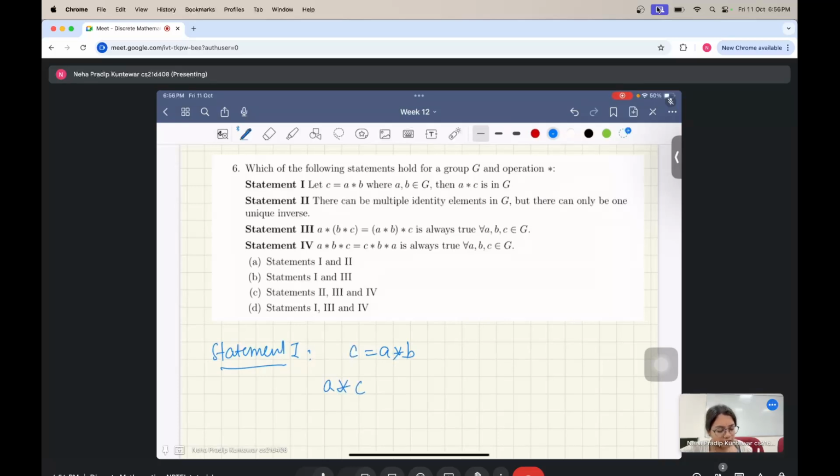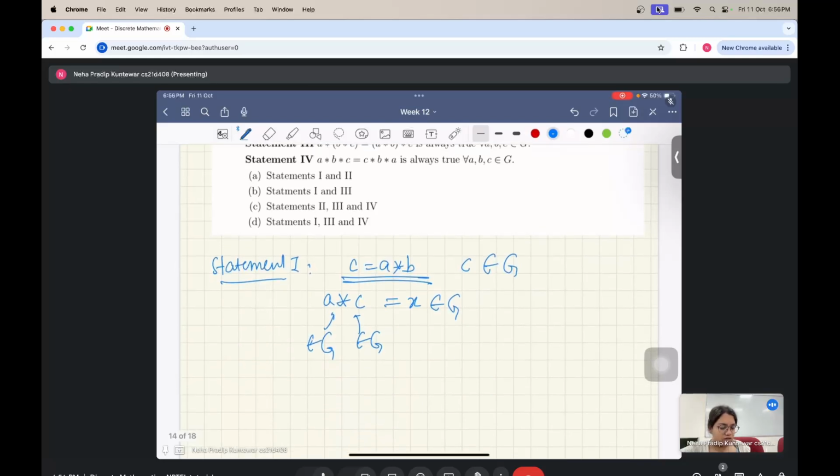So notice that by closure property, since this is a group, C must be in the group first of all, and now since C is in the group and A is in the group, if you multiply them again, the resultant element, whatever it is, I'll call it X, this should also be in the group, and therefore A star C is in the group. So this follows from the closure property. So this is indeed true. So statement 1 is true.